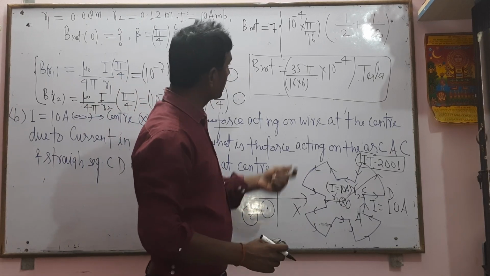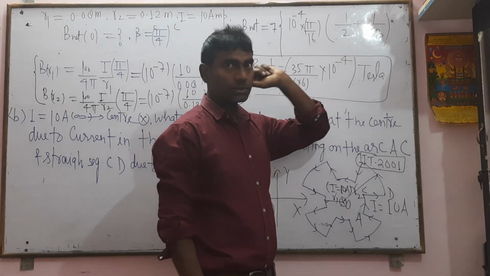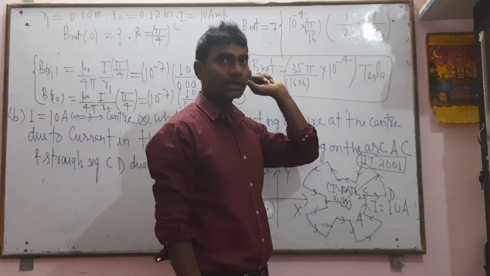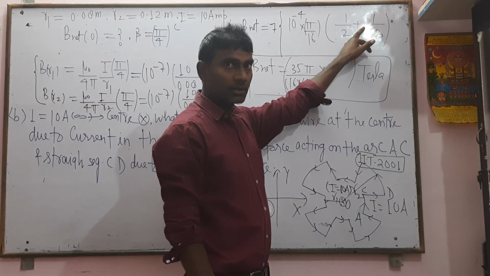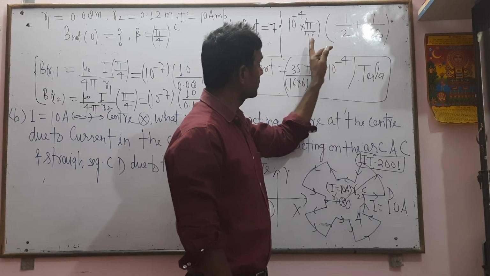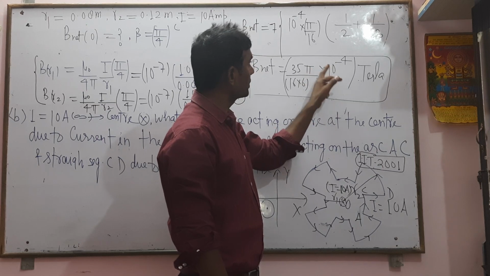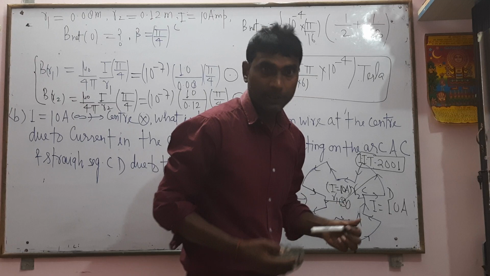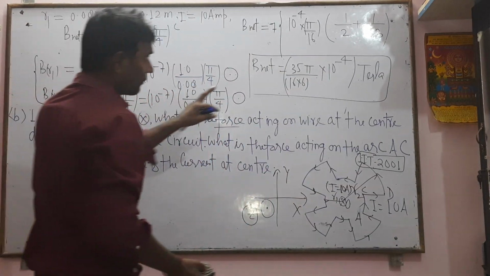Also we can calculate here: 3 plus 2 is 5, 5 into 7 is 35, 2 into 3 is 6, so 16 into 6 and into pi into 10 raised to minus 4. This will be in Tesla. So this number is in Tesla. Okay, so this is the final value.